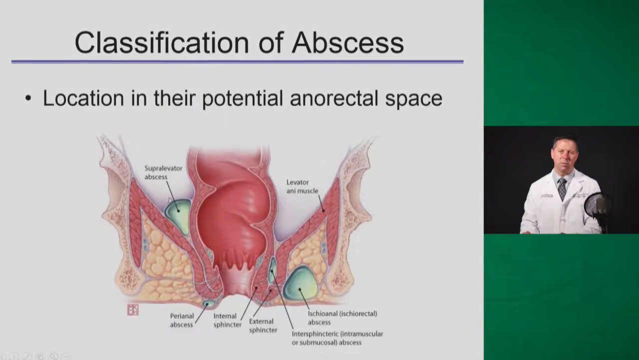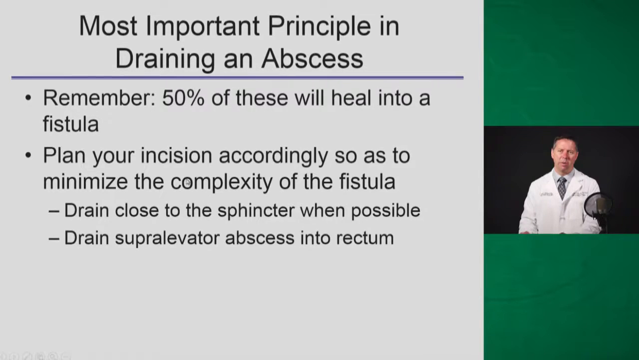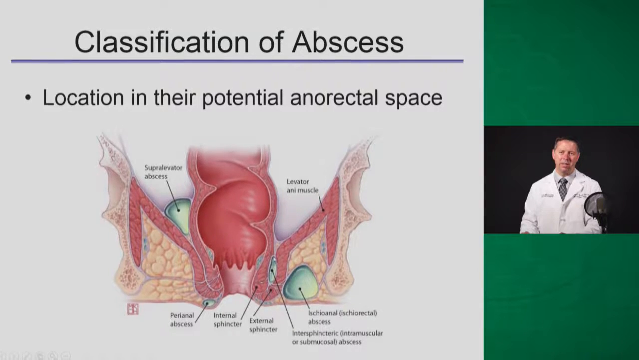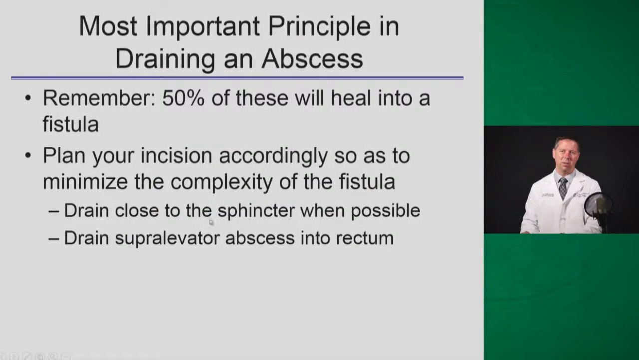And then, of course, a supralevator abscess is sitting up above the levators, or the pelvic floor muscles, outside of the rectum itself. It's extraperitoneal, so it's under the peritoneum, but it's sitting outside of the rectum. Those are the ways I classify abscesses in the anorectal spaces. Remember, about 50% of these abscesses are going to heal into a fistula. The only way you get this abscess is through some connection from the cryptoglandular structures out into this space.